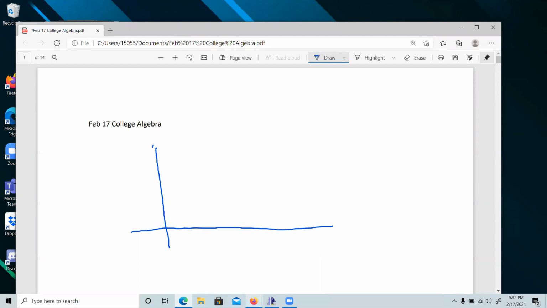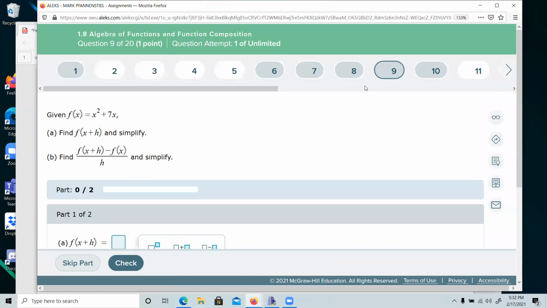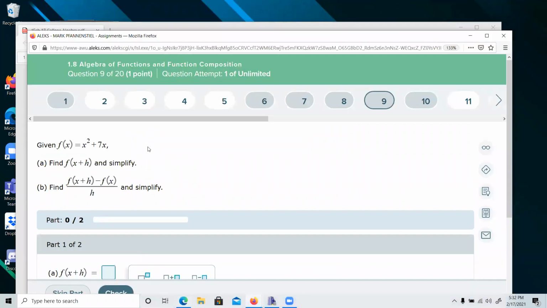Today, we are going to talk about the difference quotient. This is a topic that plagues students for a long time. Hopefully, we can make the pathway a little bit easier for you to understand.